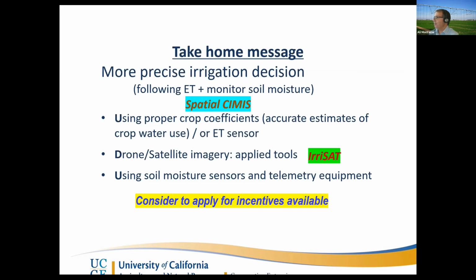Another thing that is good to say: of course, ET sensors and telemetry devices are very expensive, but the good thing is there are incentives for them. CDFA and NRCS have different programs, and you can go for incentives for those sensors and the support. Actually, if you need them, NRCS and CDFA can provide you incentives for those sensors.